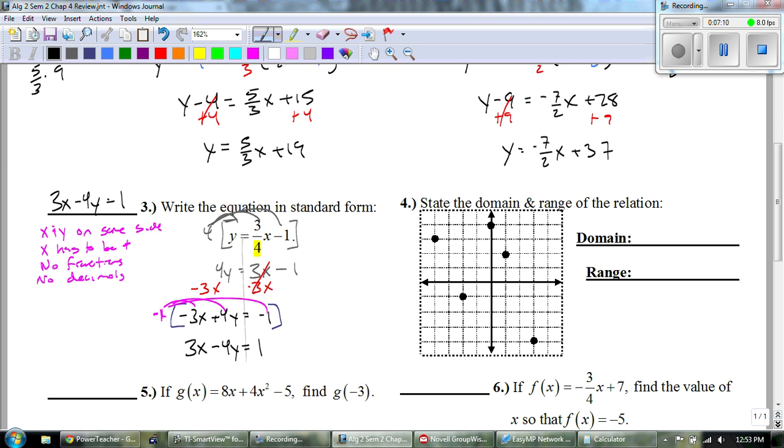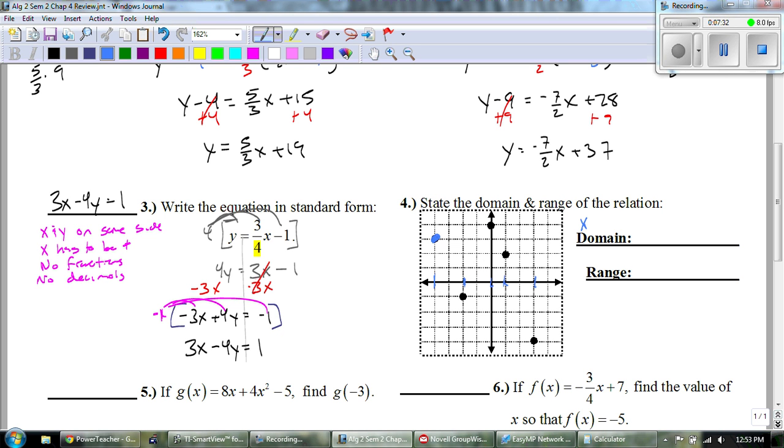Okay, domain and range. Do you guys remember all this? Domain is talking about all of your x values. So what I do when I'm looking at the domain is I just go to where all of these points are, and I write those numbers.